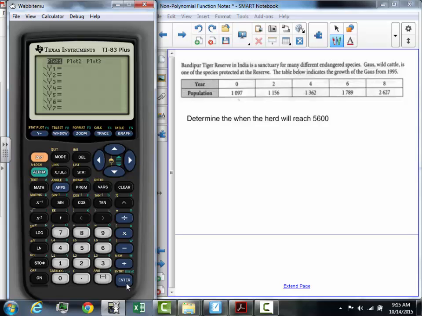If you don't turn a plot on, it won't show you data. Then I'd recommend you go to your window and change your window size. I'm currently going from -10 to 10. I think I should go from 0 to, I don't know, maybe, it's asking me when it reaches 5600. So 5600, I'm guessing 50 years should be enough to make that happen. And then for the others, maybe I'll go from 1000 up to 6000. I don't really care what you pick for your window size, but just make sure that when you get a graph, you have some points sitting in there like I did.